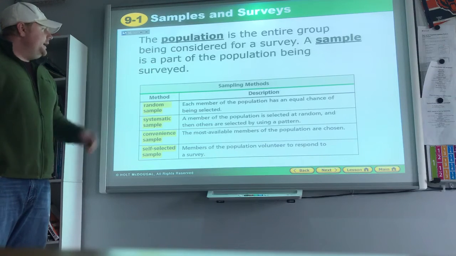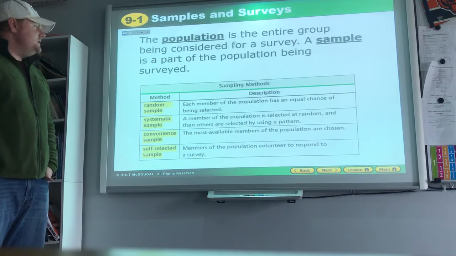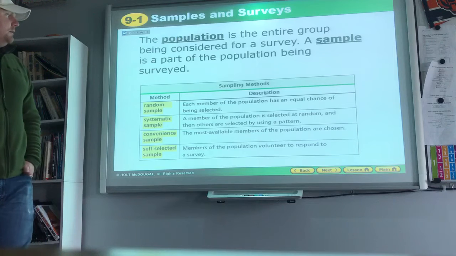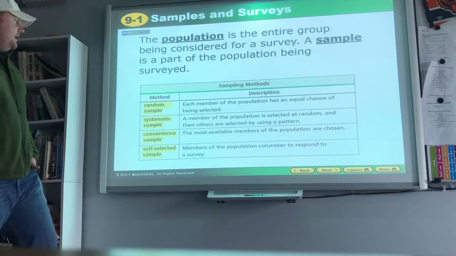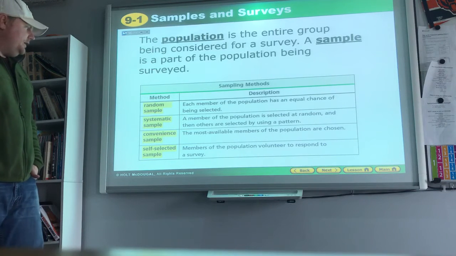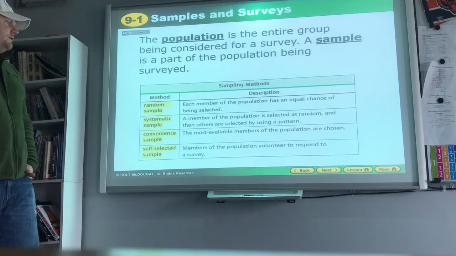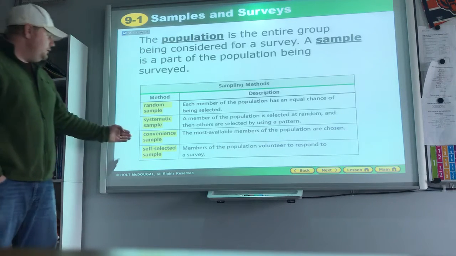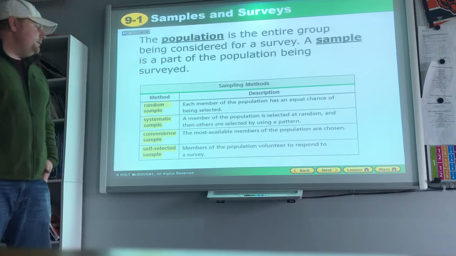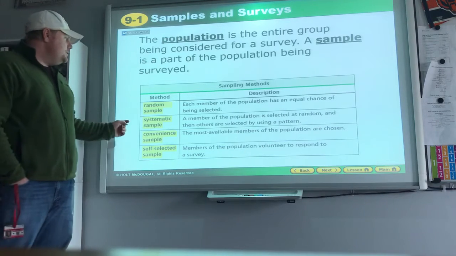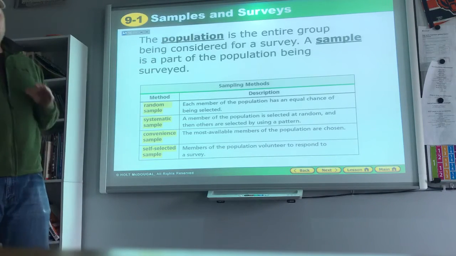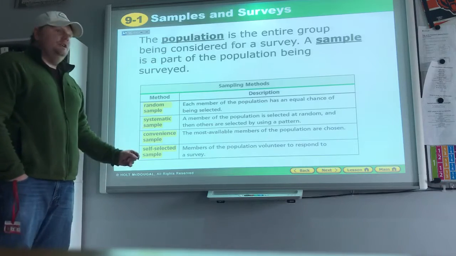Now, random sampling: each member of the population has an equal chance of being selected. Systematic: a member of the population is selected at random, and then others are selected by using a pattern. Convenience: the most available members of the population are chosen, for your convenience. Self-selected: members of the population volunteer to respond. This page in the book will be helpful. You'll need it a lot.